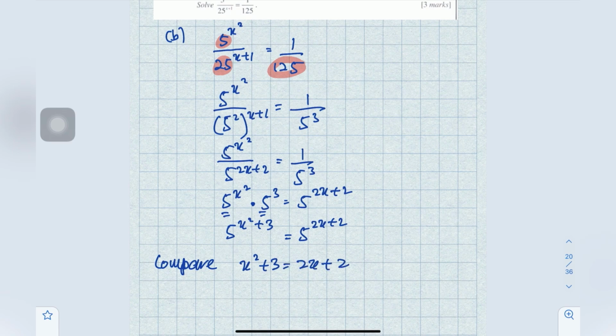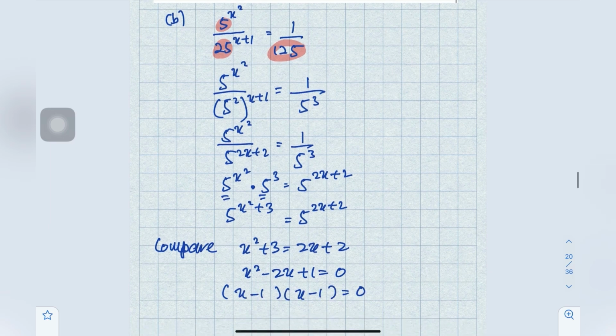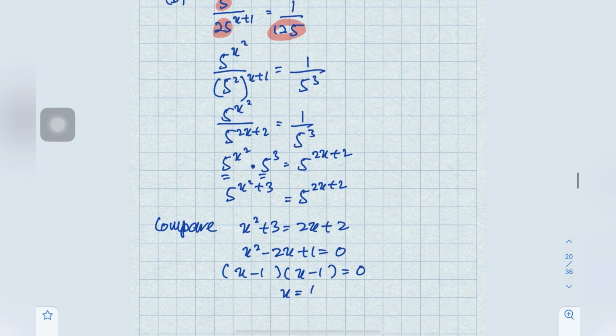So, this one is a quadratic equation tapi tak general form. So, kita kena convert into general form. Kena make it equal to 0. So, then x squared minus 2x plus 1 equals 0. So, kita dah general, kita factorize je lah. (x minus 1)(x minus 1). So, dapatlah x equals 1.